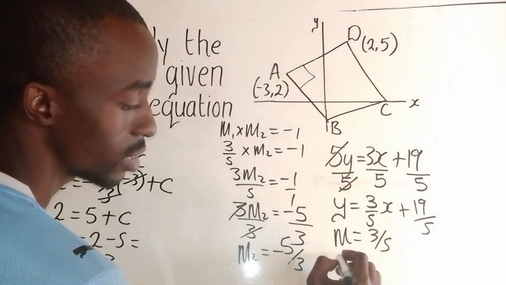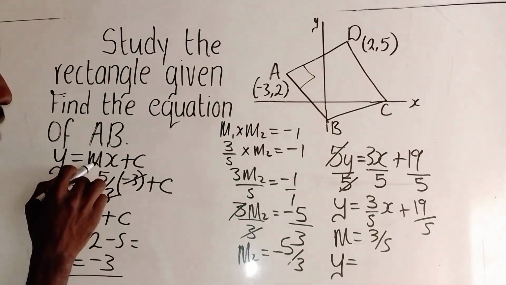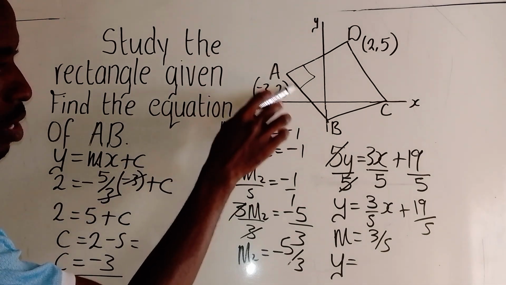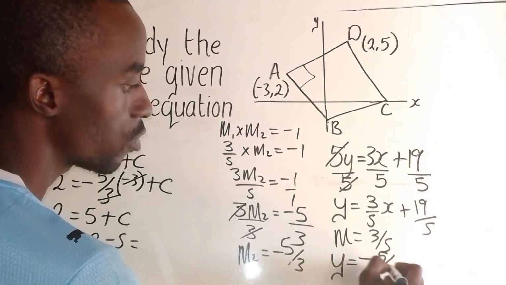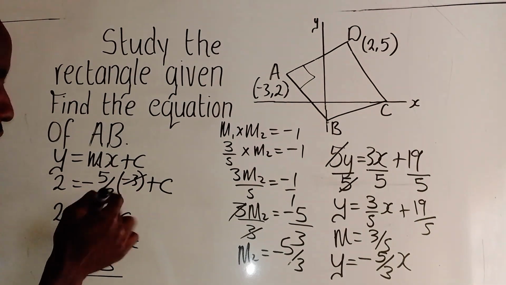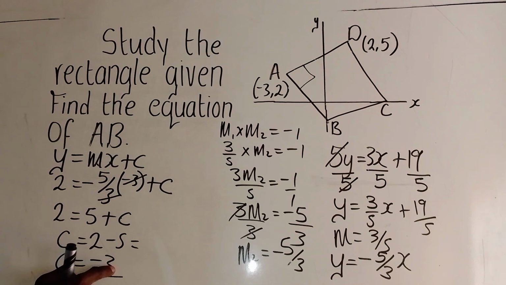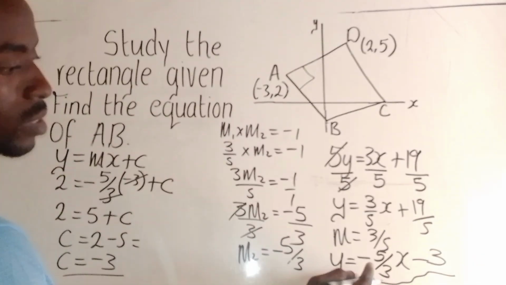You simply say now, which is the final answer, y is equal to, where there is the m, you put the gradient we solved, which is negative 5 over 3, then x. Now there is c. What was the c? Negative 3. So you put negative 3. So this here was the answer.